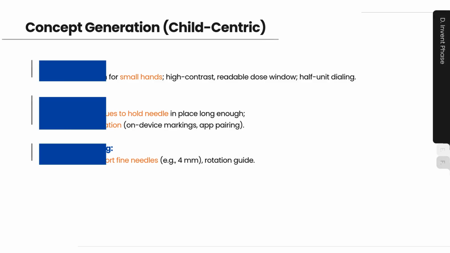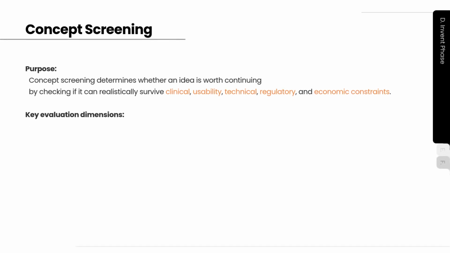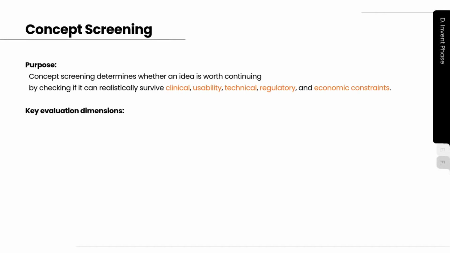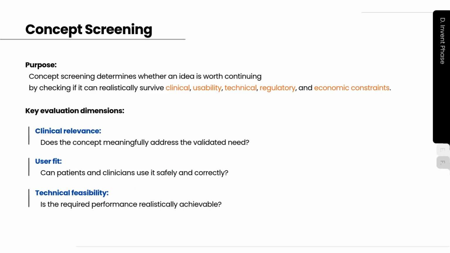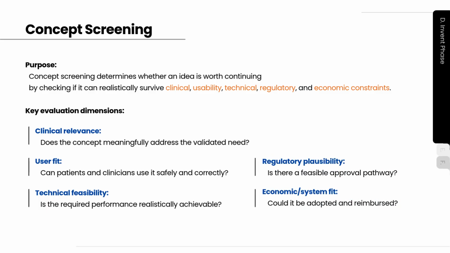Concept screening is the first major decision gate in the invent phase. Its purpose is to determine whether an idea is worth continuing before investing more time and resources. Each concept is evaluated against multiple dimensions, including clinical relevance, user fit, technical feasibility, regulatory plausibility, and economic or system fit. At this stage, the goal is not to perfect the design, but to eliminate concepts that cannot realistically survive real-world healthcare constraints.